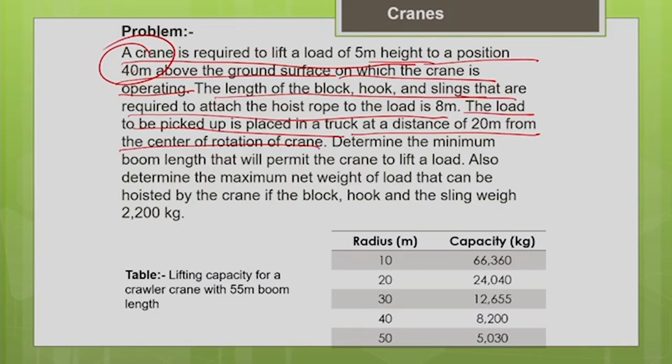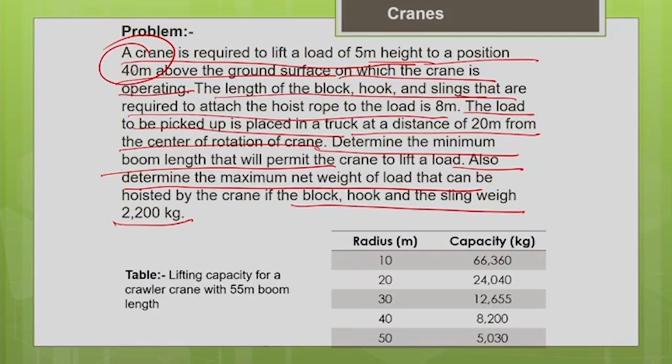This is the range given. For this particular working range, what is the minimum length of boom of the crane needed? That is what we are going to determine now. So determine the minimum boom length that will permit the crane to lift the load. Also determine the maximum net weight of the load that can be hoisted by the crane if the block, hook and the sling weigh 2200 kg.